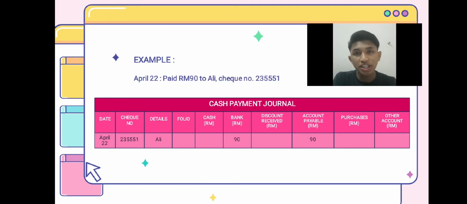For example, I will share one of the cash payment journal questions. On April 22, paid RM90 to Ali, check number 235551. So for the date column, write April 22, move to the check number column, write check number 235551, then put Ali's name in the detail column. Skip the folio column because the folio is not given in the question, and then write RM90 in the bank column, and lastly write RM90 in the account payable column.